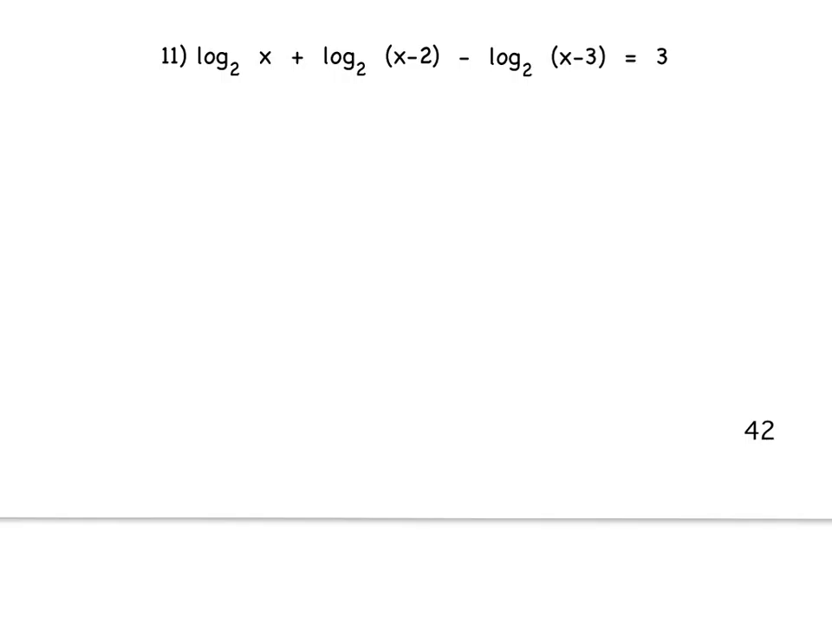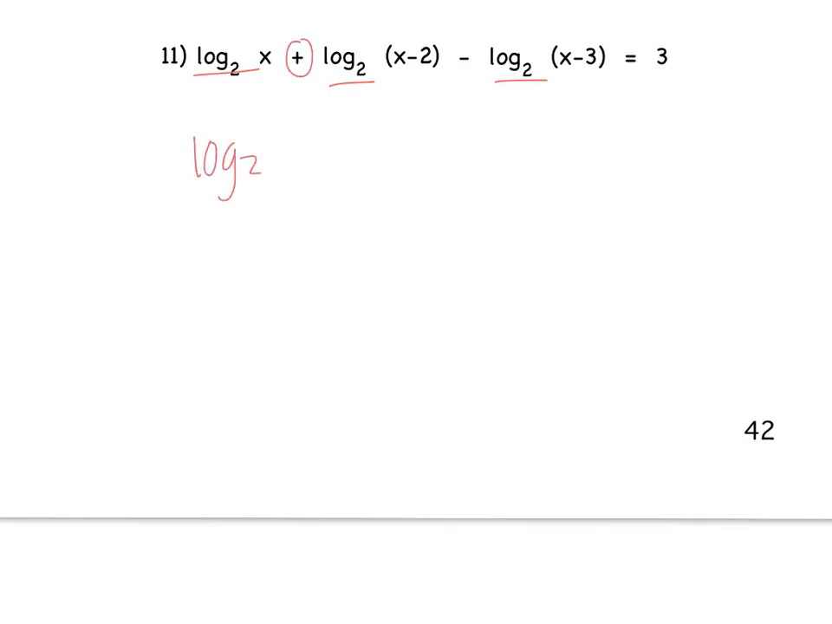Okay, so for problem number 11, you notice that on the left side of the equation we have 3 different logs, and all of those logs have the same base. They're all base 2. Now, you probably have some pretty good intuition that tells you maybe we should put all those logs together. We should use the properties.